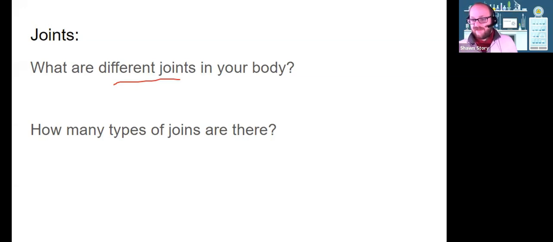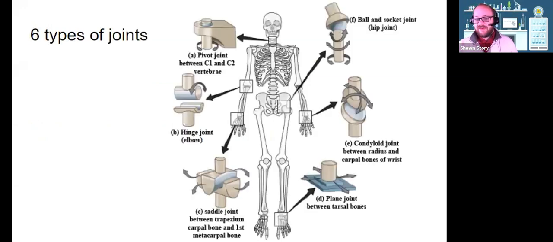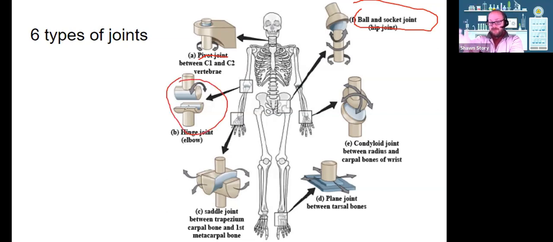All right, so we have a total of 6 different types of joints. Pivot joint, like we were talking about in the neck, that allows that rotation. The ball and socket that we were just talking about, like in our hip or in our shoulder, where it allows that circular motion. We see a hinge, like in the elbow and in the knee. We see a condyloid joint, which is between the radius and the carpals, so this would be like the wrist here. It allows a lot of that gliding motion.